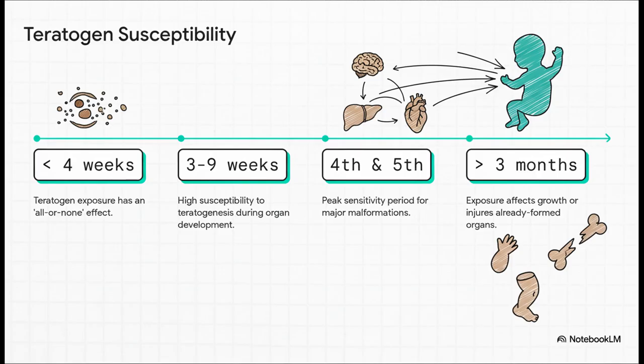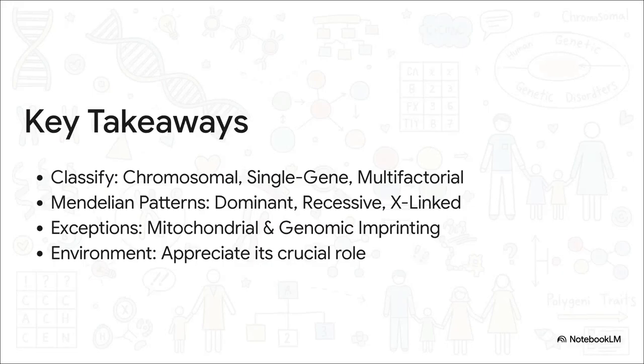But with teratogens, timing is everything. If an embryo is exposed really early, before the 3rd week, it's usually an all or none situation. Either the damage is too great and the pregnancy is lost, or it manages to recover completely. The really critical window, the most vulnerable period, is from the 3rd to the 9th week, especially weeks 4 and 5. That's when all the major organs are being formed. After that, in the fetal period, exposures are more likely to affect overall growth or just injure organs that are already there.